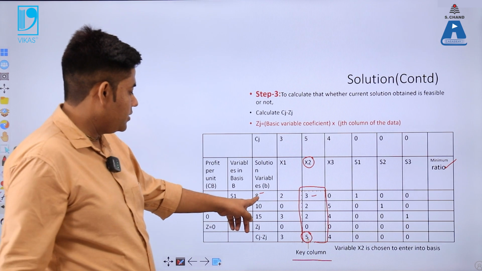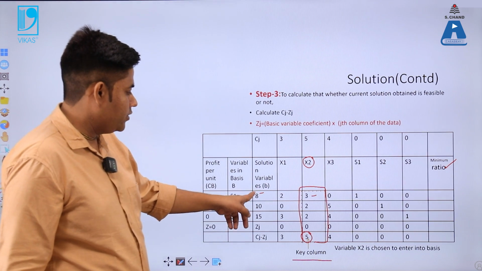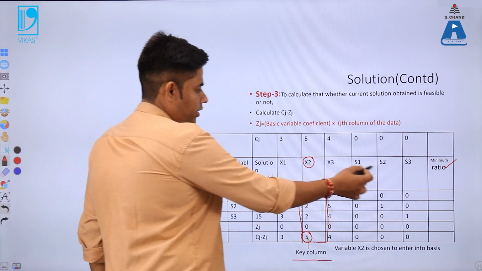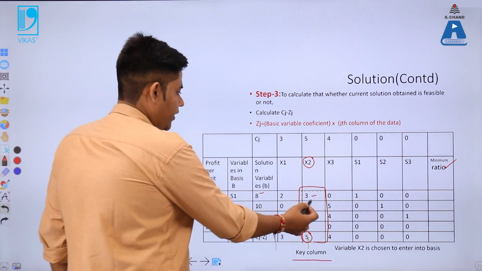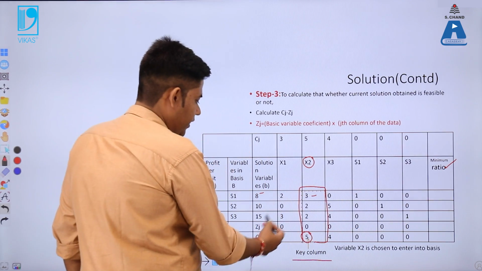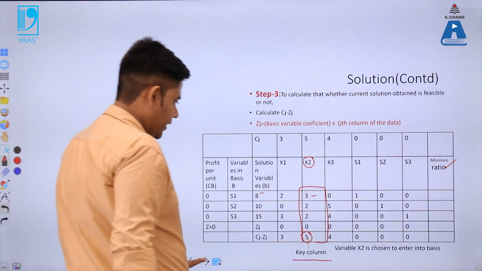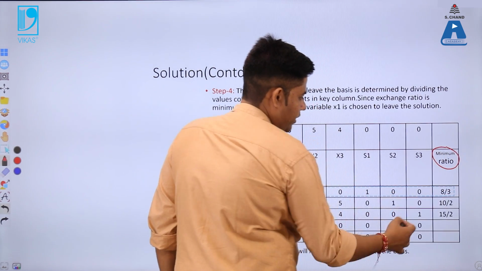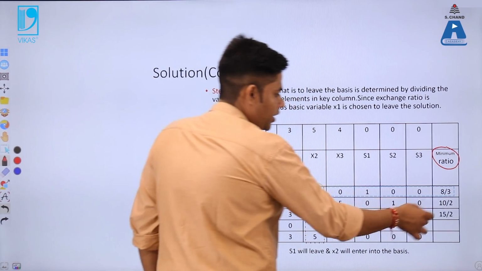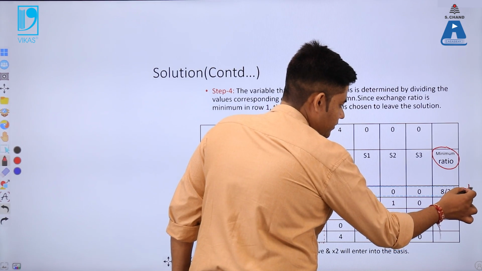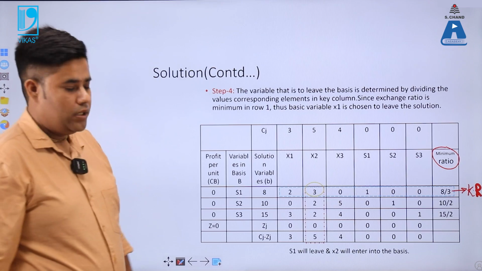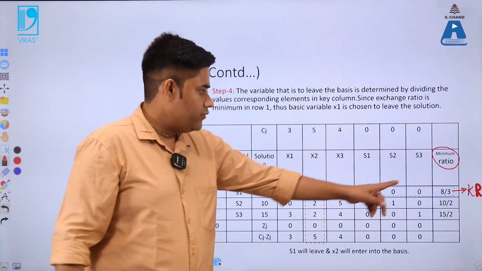Minimum ratio is the ratio of the solution and the key column elements. Here the first element of the solution is 8 and the second element is 3. So 8 divided by 3 I write here, 10 divided by 2 I write here, then 15 divided by 2 I write here. As the name suggests, minimum ratio, I need to choose the minimum of the 3. Here you can see that this is minimum. That means this particular row is the key row. So I have got the key column and the key row.